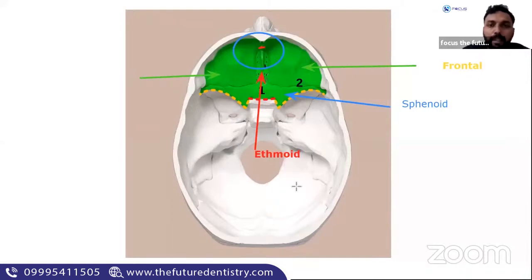So that is one foramen you need to know, and nothing much passes through it except for few emissary veins. So foramen cecum is a foramen which is located in the frontal bone just in front of ethmoid. Okay, so that is the only foramen you need to know in your anterior cranial fossa.